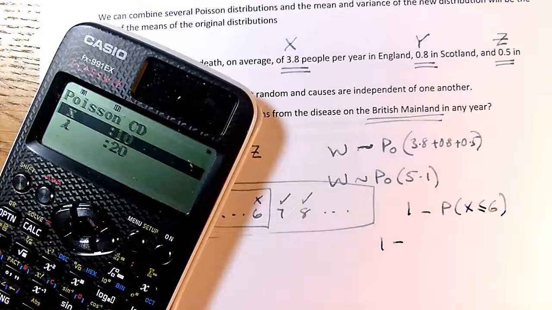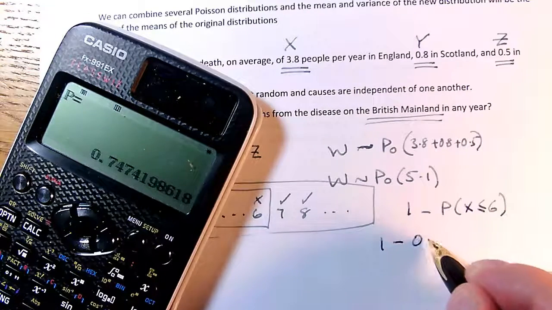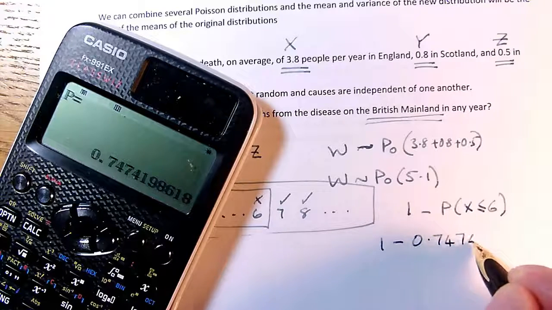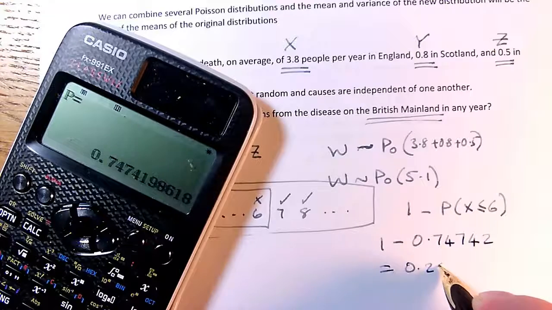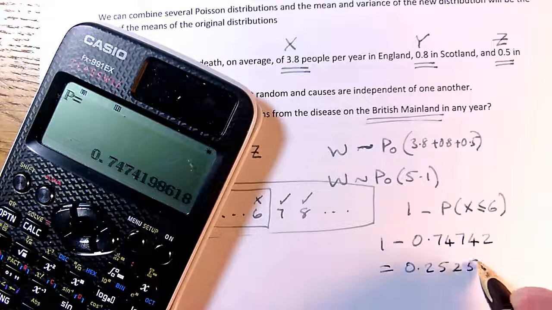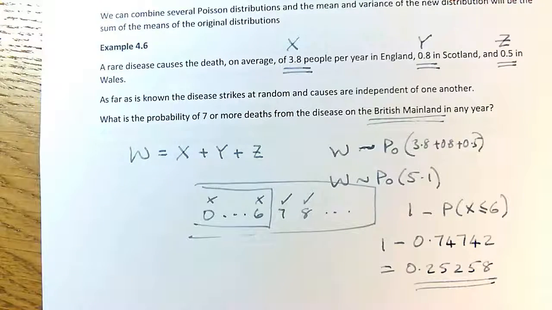Okay, so I've got an x of 6, I've got a lambda of, that's now 5.1, and hit the button, and it's this probability here, 0.74742. Do the subtraction, we get 0.25258. Oh, I've given it to 5 significant figures, aren't I lucky? Good. So, how easy do you want? Okay, about as easy as that, I should say.